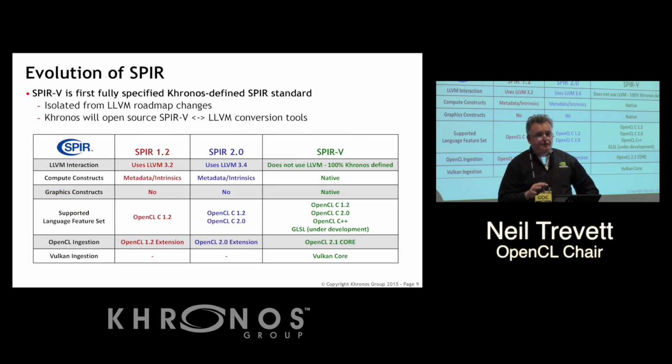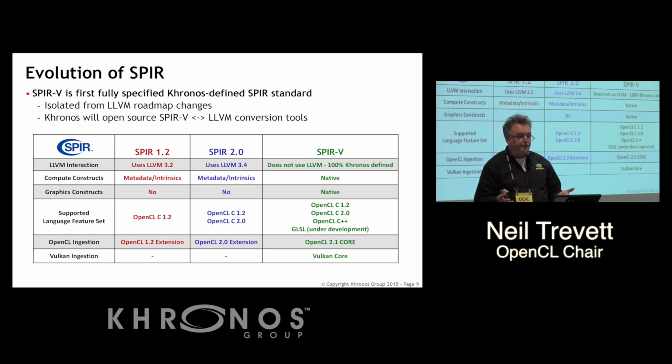So some people get confused on the various terminology. So this is a table that explains what all the versions mean. SPIR is the umbrella term for anything to do with any of these versions. SPIR 1.2 and SPIR 2.0 shipped with OpenCL 1.2 and OpenCL 2.0. It's SPIR-V that is a superset in terms of functionality, but doesn't use LLVM anymore. It has native support for compute and graphics constructs, supports all the languages that were supported before, plus OpenCL C++ and GLSL for Vulkan. And it's in the core. Ingestion of SPIR-V is in the core of both Vulkan and OpenCL 2.1.